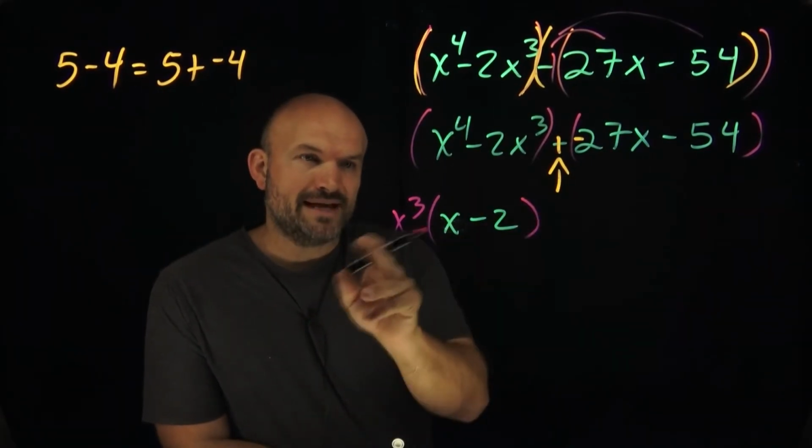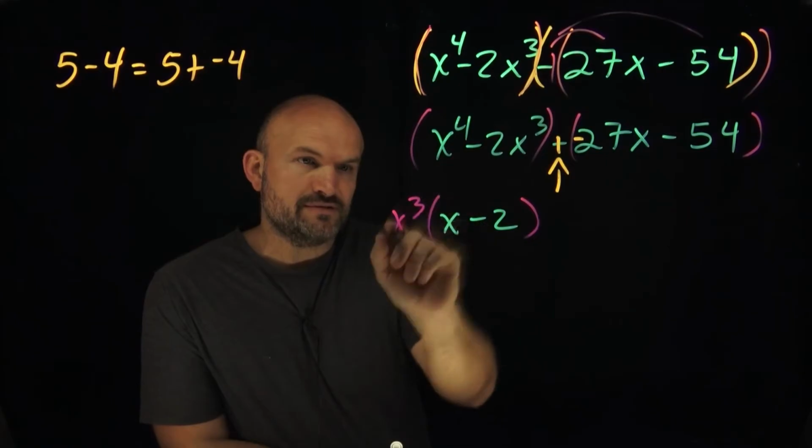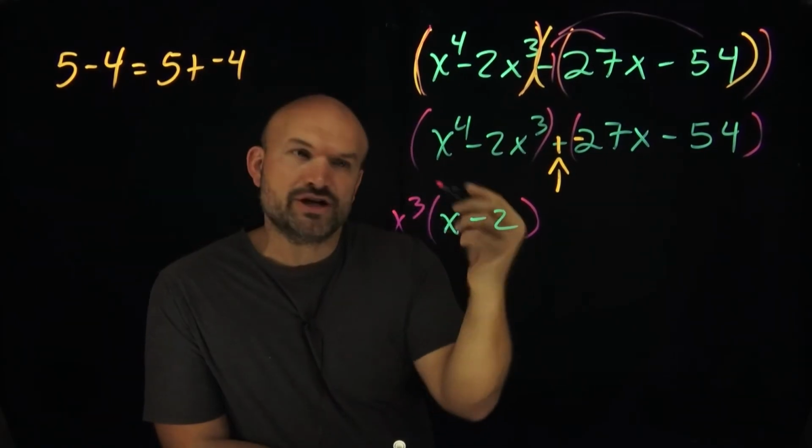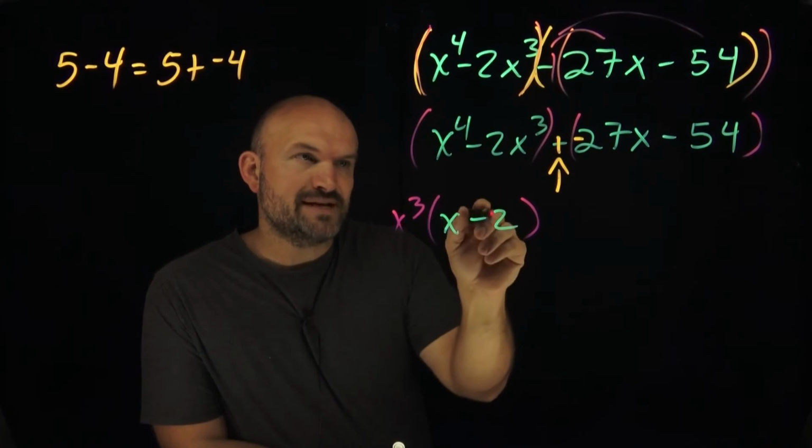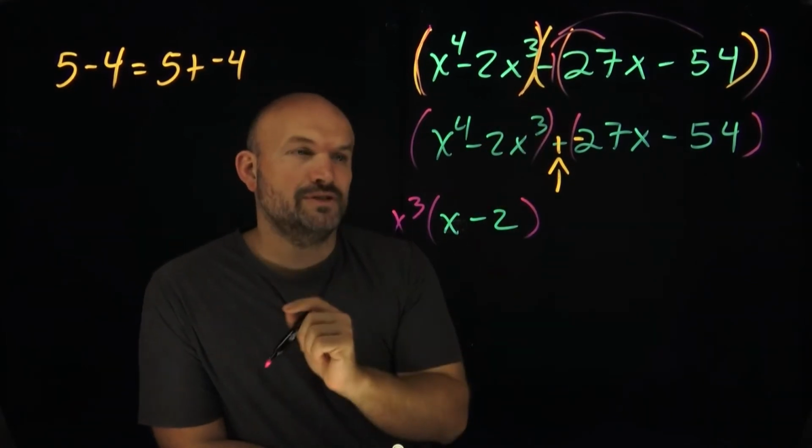So when I factor out my x cubed, basically what I did is I divided both these terms by x cubed and wrote it on the outside. And again, you can always check your work. Just multiply this back through. X cubed times x is x to the 4th. X cubed times -2 is -2x cubed. Here's the one thing I want you to look at.